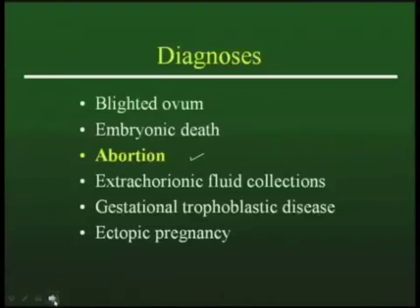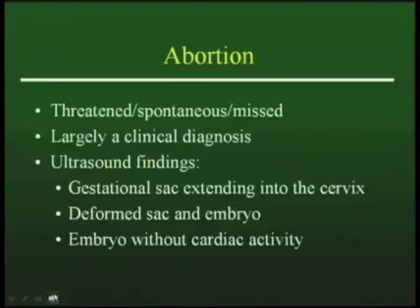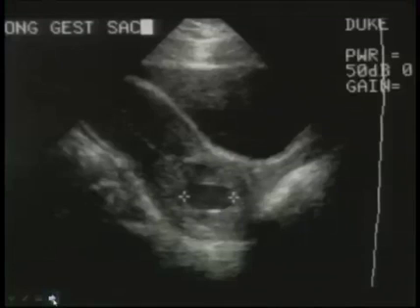Abortion. In most cases, when we're talking about abortion, we're talking about spontaneous abortions, but of course there's also therapeutic and missed abortions. Missed abortion refers to intrauterine fetal demise. This is largely a clinical diagnosis, but there are ultrasound findings that can help you. If you see a gestational sac that is extended into the cervix, that is a strong sign of an abortion in progress. Sometimes a deformed sac or embryo is evident, and almost always these embryos are without cardiac activity.